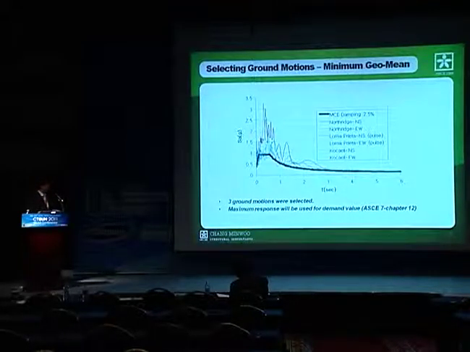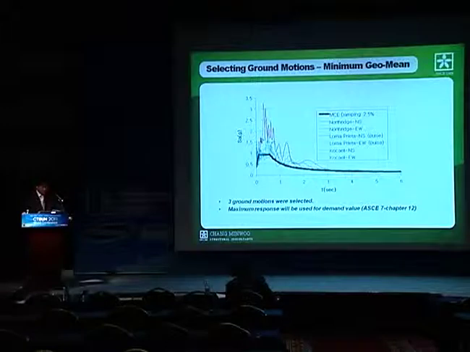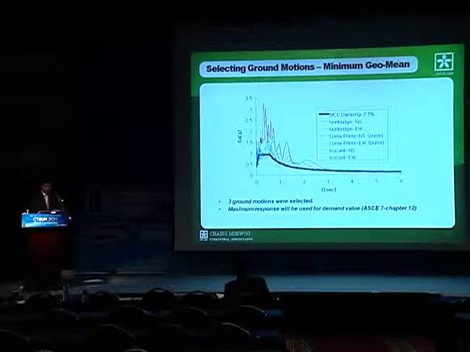And this is for ground motion selection. Three pairs of ground motions, including two perpendicular directions, were selected. They are scaled to the MCE level spectrum, and the scale factor was selected using minimum geometric mean values. According to ASCE 7, we use the maximum response as a demand.